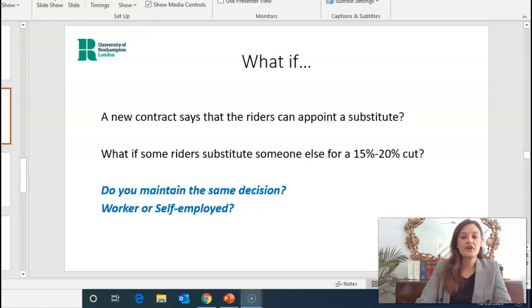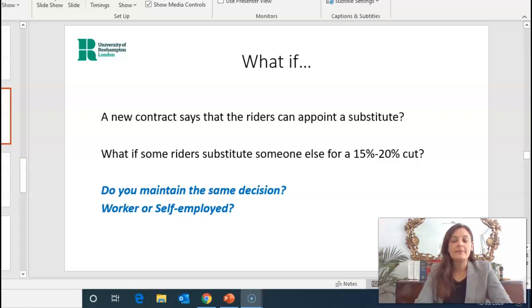Okay, so you've thought about that for a moment. What if there's a new contract that is introduced for all of the riders, and the new contract says that the riders are allowed to appoint somebody else to carry out the work for them, and that some of these riders will ask their friends, so John will ask Ahmed, hey, you want to take this delivery for me, and I'll take a cut of the payment that you're getting.